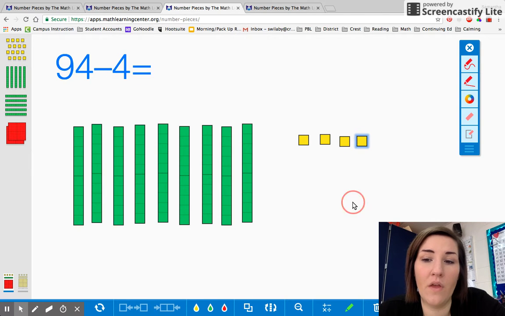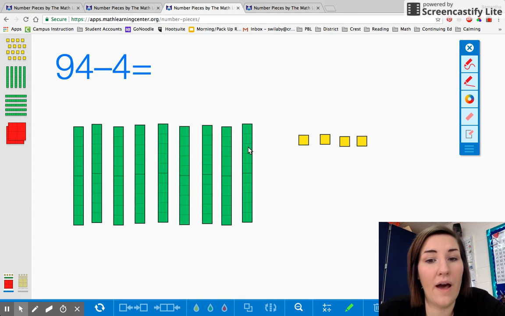4. So I have to think to myself, can I take 4 away from these ones right here without having to take one of my 10s and break it into ones? Well, 4 is the same as 4. So yeah, I can take those away without having to break up any of my 10s.